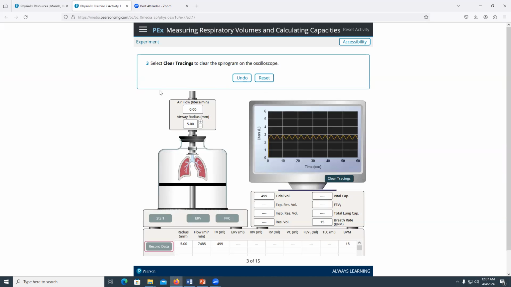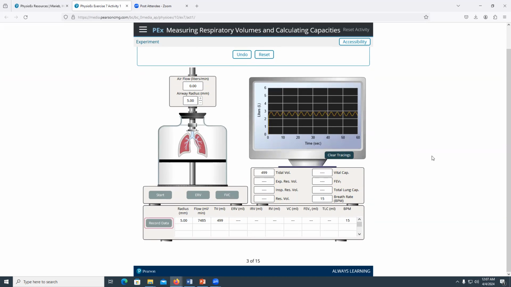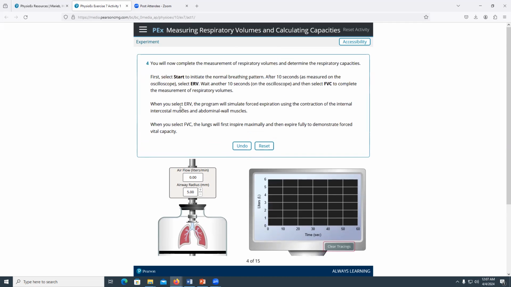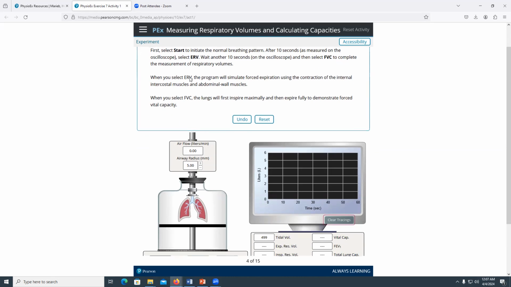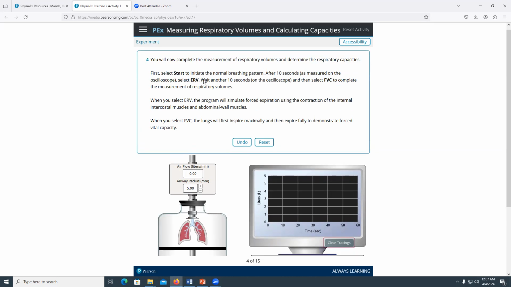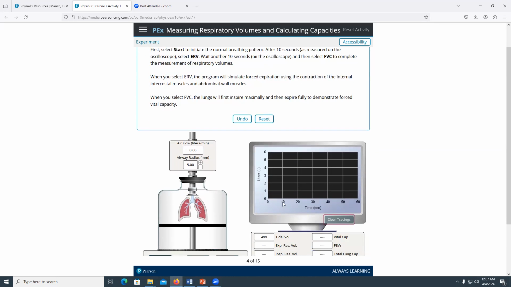So now let's move to the next phase. It says select clear tracings to clear the spirogram on the oscilloscope. So we clear the tracings, and then you will now complete the measurement of the respiratory volumes and determine the respiratory capacities. So now we're going to be doing volumes and capacities. Select start to initiate the normal breathing pattern. After 10 seconds, as measured on the oscilloscope right here, select ERV.